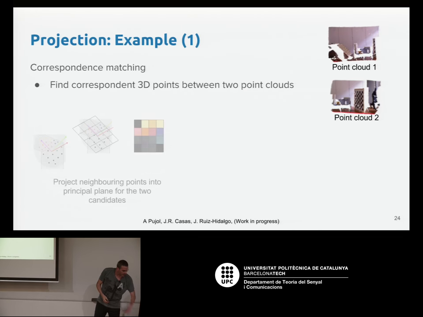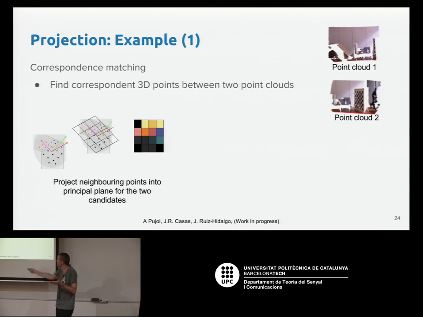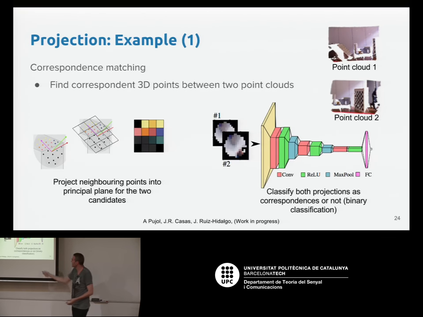So one idea would be, okay, we select one point in the point cloud, we project it into the principal plane, and this projection creates an image. And then we can compare two images. We do this with the two points, and then we can compare them. That is the idea. We do this for one point in the point cloud, project into an image. This is the image obtained. We do the same for the other point, and then you train a network to tell you if they are correspondence or not. At the end, it's a binary classification that will tell you if they are the same 3D point or not.